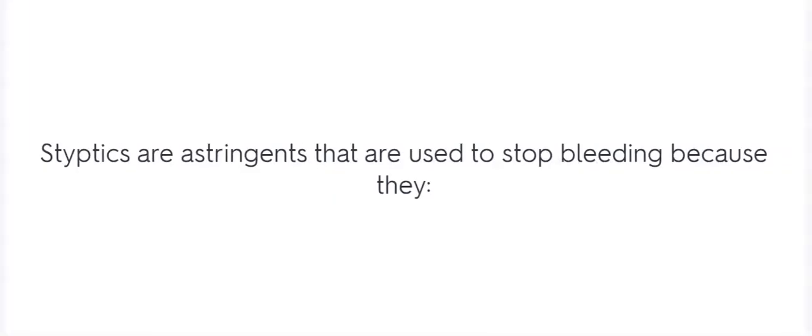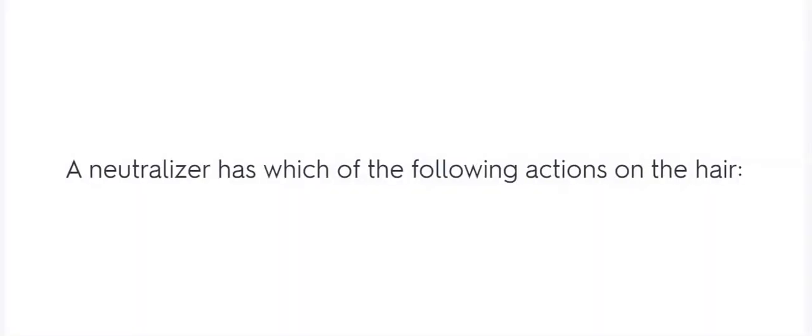Astringents are usually acid. Styptics are astringents that are used to stop bleeding because they contract pores or tissues. A neutralizer has which of the following actions on the hair? Rebond the hair into a new shape. Porosity refers to the hair's ability to hold moisture.